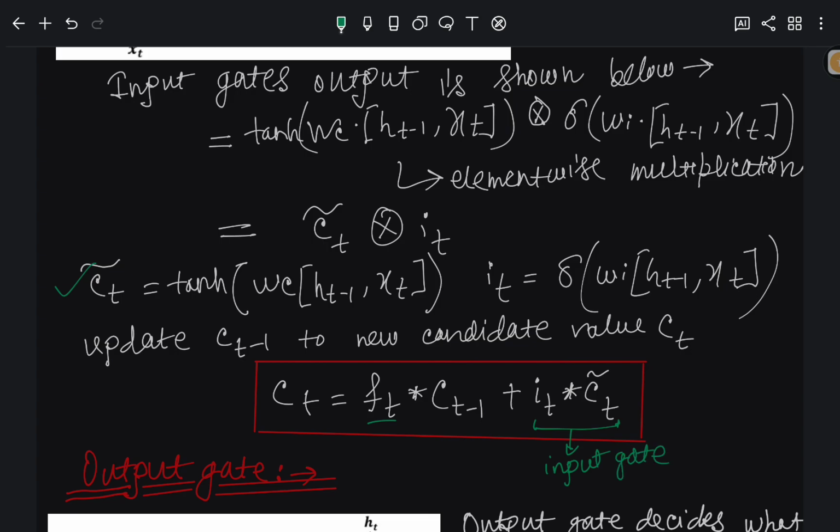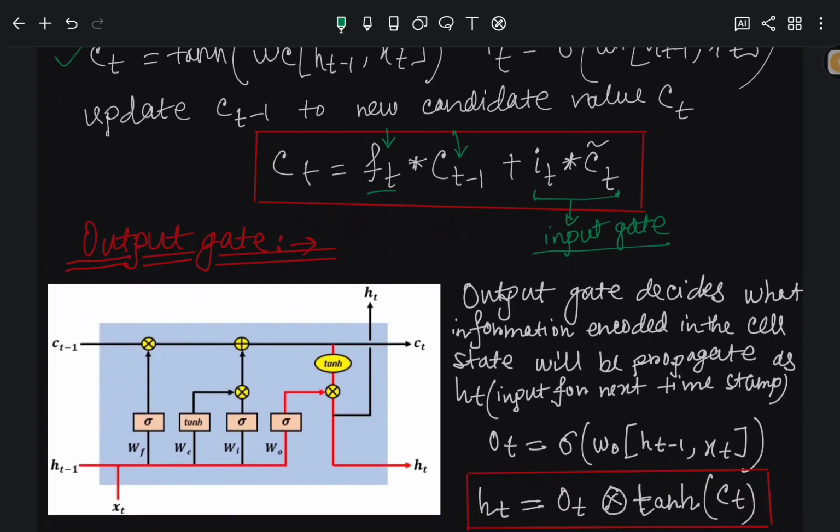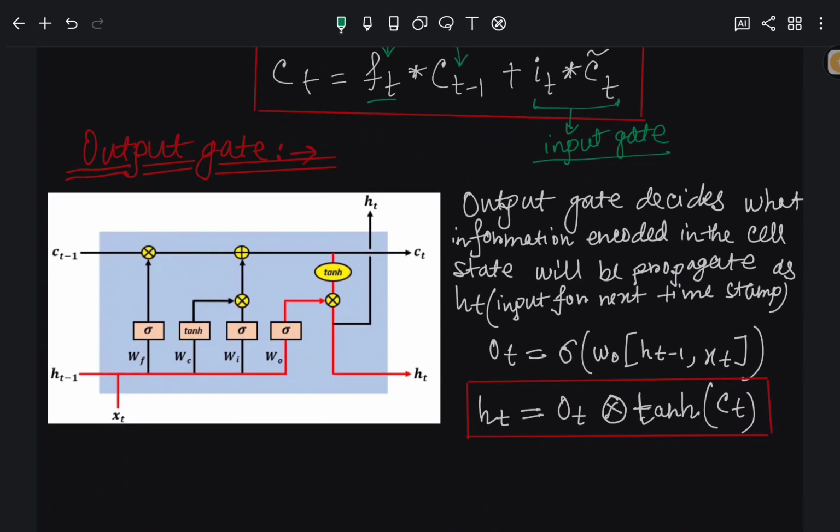So with this, we are forgetting a few parts of my previous cell state using the forget gate, and we are adding a few things using the input gate, right? And we get the new updated cell state value, which is CT, right? So after that, the last gate which is there is the output gate, right? So the output gate decides what information encoded in the cell state will be propagated as HT. HT is nothing but the input for the next timestamp, right?